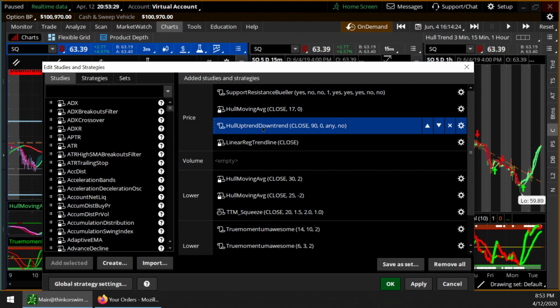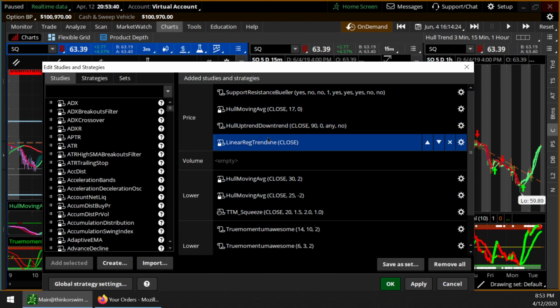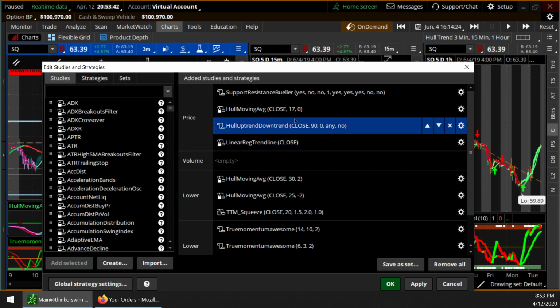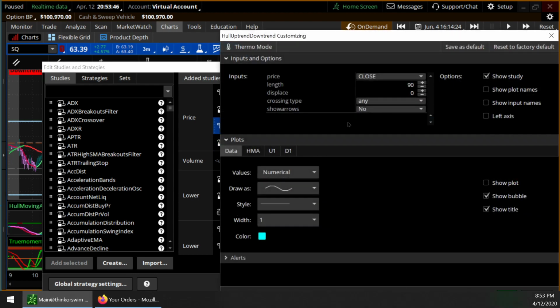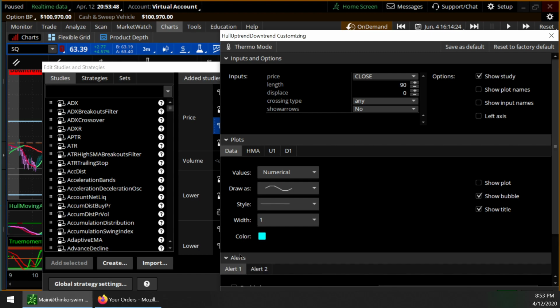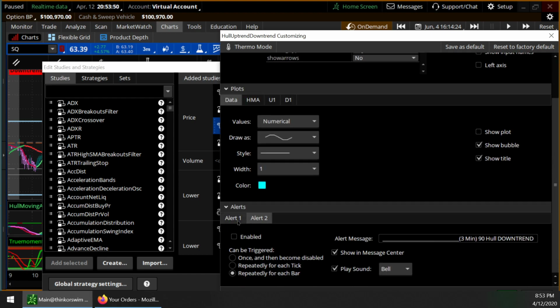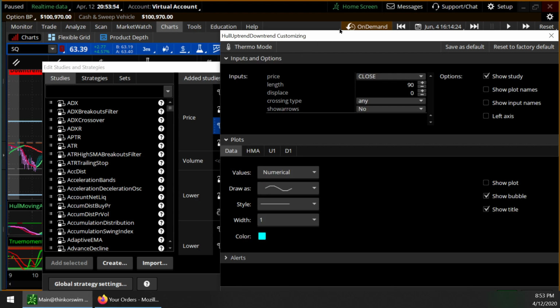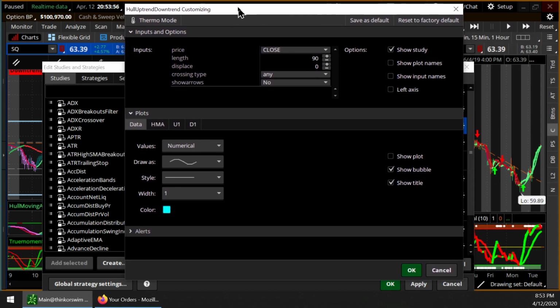This hull uptrend downtrend was actually created by Ichimoku God. I'm still fine-tuning my strategy a little bit with what he created for me, so I may update this later on, but for now everything works like I like it. It's set to a length of 90. You can come in here. This does have the option to alert. I don't have it enabled right now because I'm playing around with it. The alerts don't seem to line up exactly how they should, so I just have it off for now.